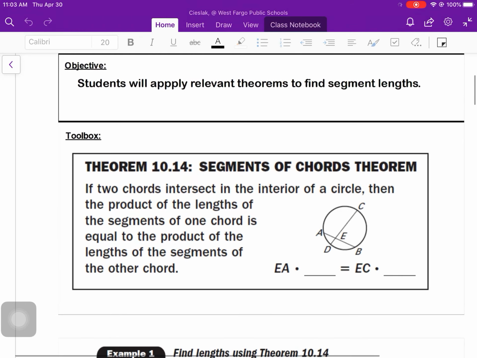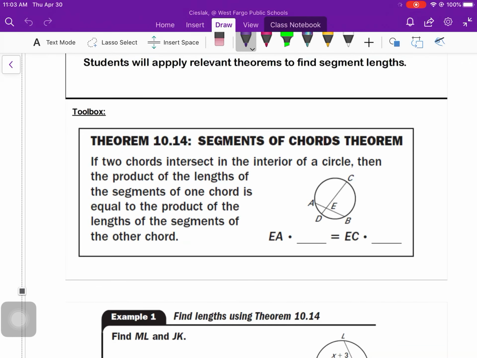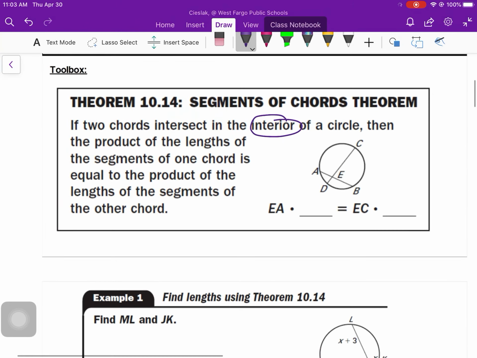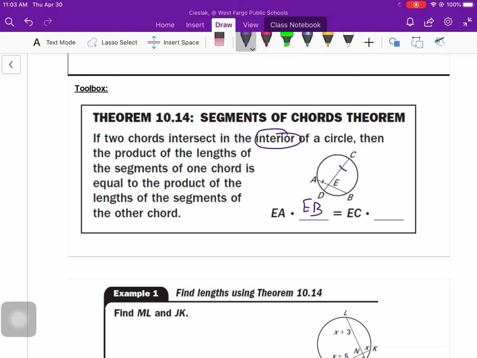So, segments of chords. Remember, a chord has its endpoints on the circle. Our theorem here tells us if you have two chords that intersect on the interior of a circle, then the product of the lengths of the segments of one chord is equal to the product of the lengths of the segments of another chord. So EA times EB is equal to EC times ED. So it's just the two little parts there. It's like part times part is equal to part times part of my other one.